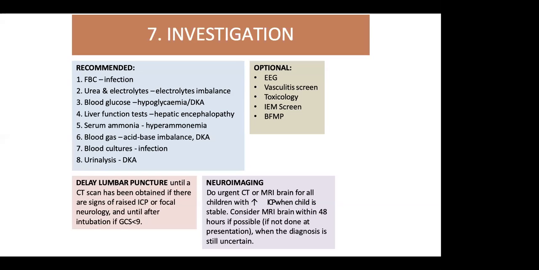And lastly, we should do urgent CT or MRI brain for all children with increased ICP. And usually it is easier to arrange for CT brain first rather than MRI. But if possible, we consider the MRI brain within 48 hours when the diagnosis is still uncertain.